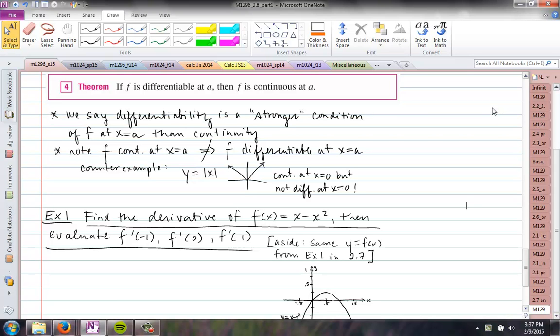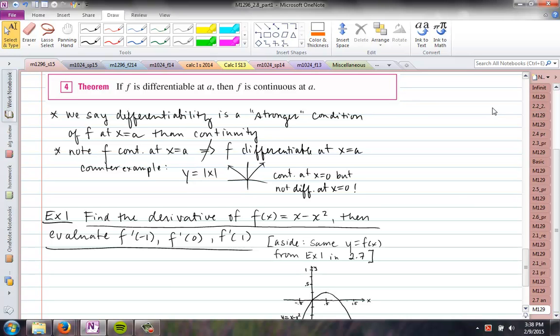We're continuing in 2.8 with Theorem 4. If f is differentiable at a, then f is continuous at a. We're not proving this theorem; it's something we're going to use later. It's just introduced in this section. We say differentiability is a stronger condition of f at x equals a than continuity, meaning that if f is differentiable, then f is continuous, but if a function is continuous, it's not necessarily differentiable.